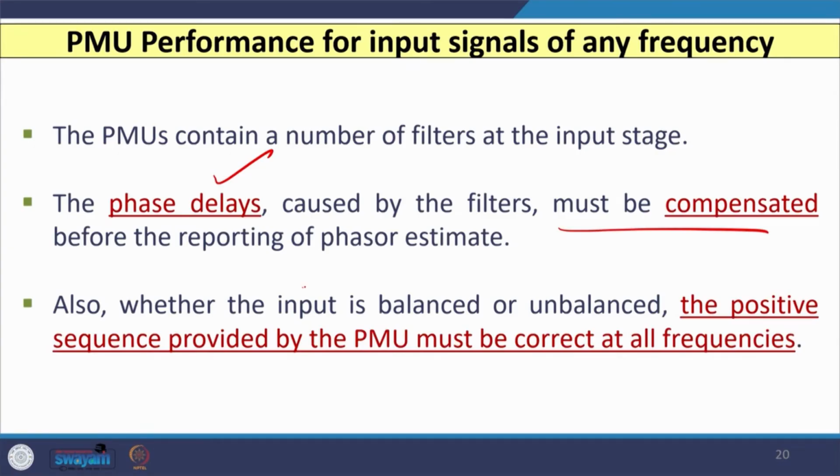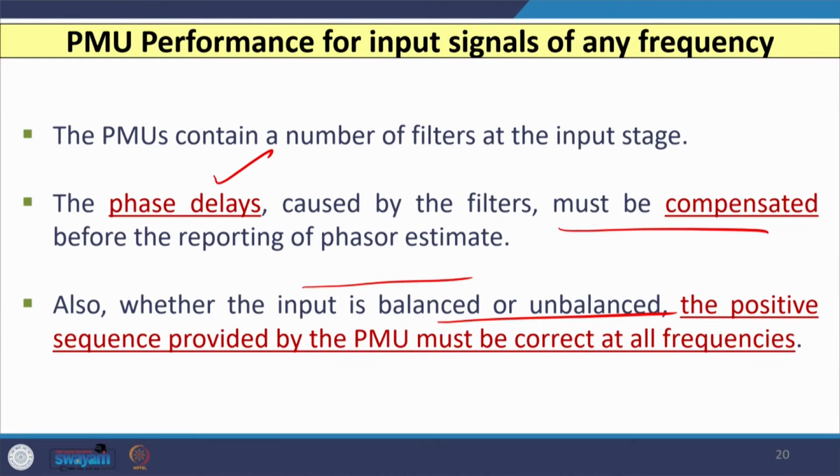Also, whether the input is balanced or unbalanced, the positive sequence provided by the PMU must be correct at all the frequencies. So, it has to consider all the frequencies, and the positive sequence output provided by the PMU remains constant irrespective of whether my input is balanced or I received some unbalance in the input.